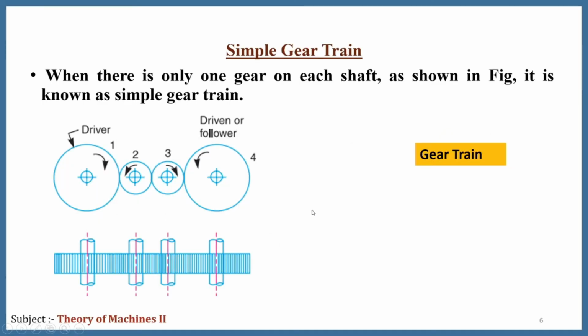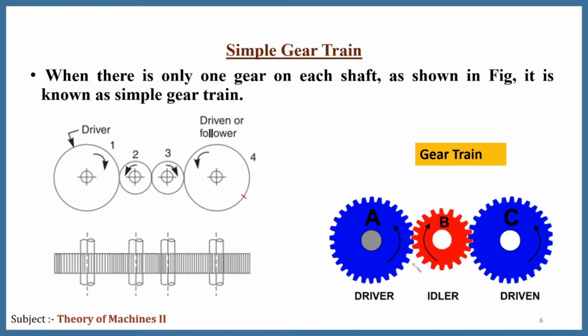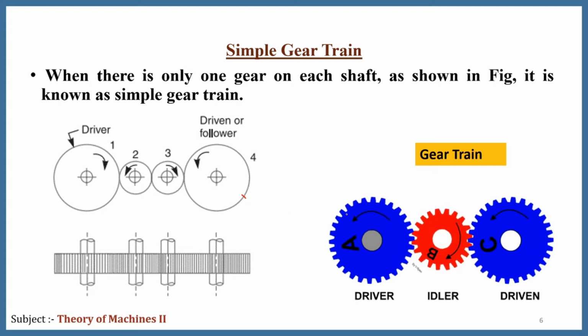Now we'll study the simple gear train. Now we will consider the first type of gear train, which is the simple gear train. The simple gear train is the train in which each shaft involved in the power transmission consists of a single gear. Now these are the 4 shafts on which these 4 gears are mounted. That means each shaft consists of a single gear. This is the driving shaft and this is the driven shaft. This is the driver gear, gear number 1, and gear number 4 is the driven gear.